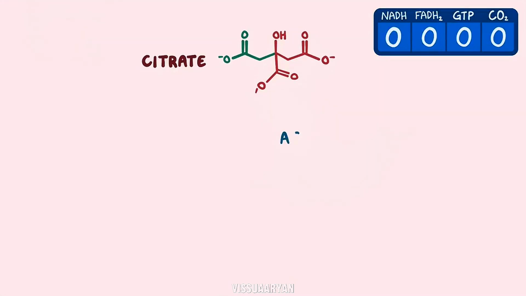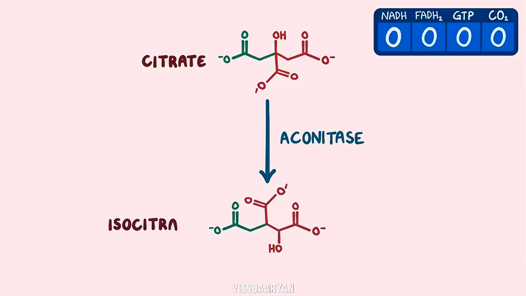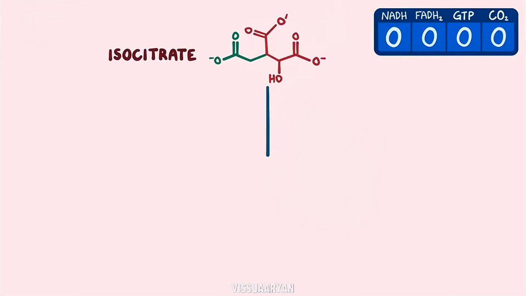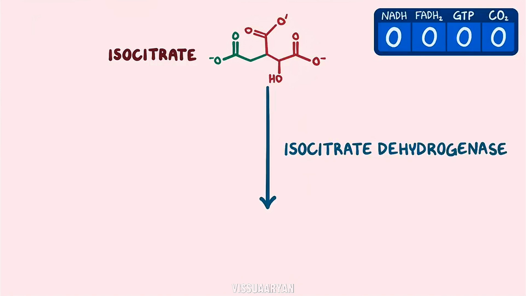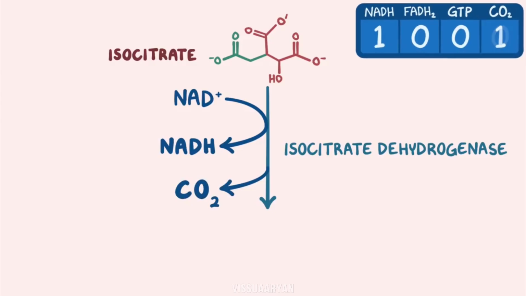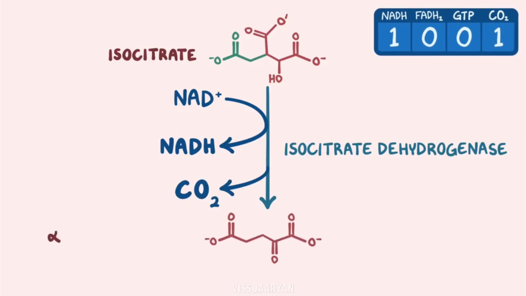Next, another enzyme, aconitase, rearranges the chemical shape of citrate to make its isomer, isocitrate, without adding or removing any carbon molecules. So far, we haven't made anything related to energy, but here comes the first dehydrogenase, called isocitrate dehydrogenase, which removes an electron as well as a carbon and 2 oxygens from isocitrate. The electron goes to a nearby NAD+, making our first NADH, and the carbon and oxygens give us our first CO2, leaving us with a 5-carbon molecule called alpha-ketoglutarate.